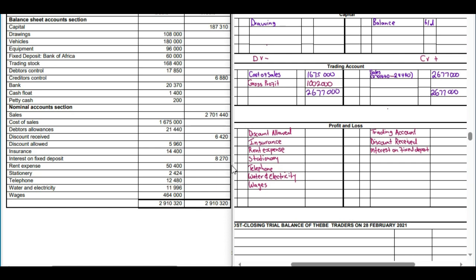And then guys, let's double check if everything is correct. Our sales is 2,701,440 minus 24,440, and then equals 2,677,000, and then we look for the bigger side. This is our bigger side. What you do on your right must happen on your left.